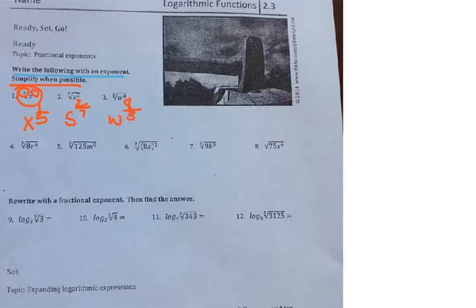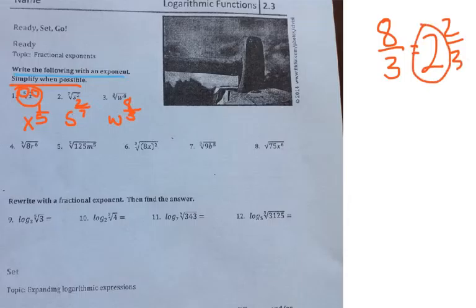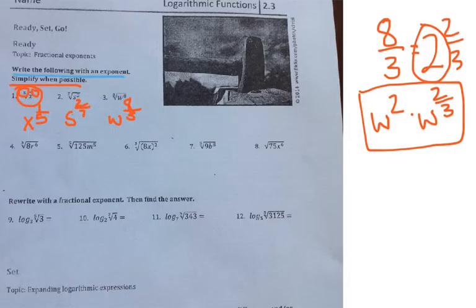Now, that one can simplify, right? 8/3 is really like 2 2/3. So you have two whole terms, so that'd be like w squared times w to the 2/3. So you should try to split them up like that. But if you leave them like this, that's fine by me.